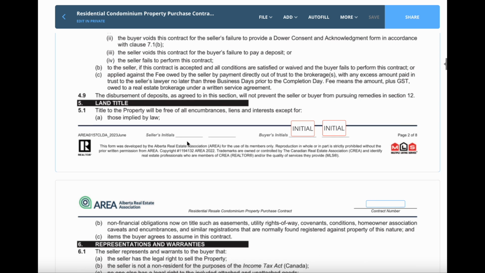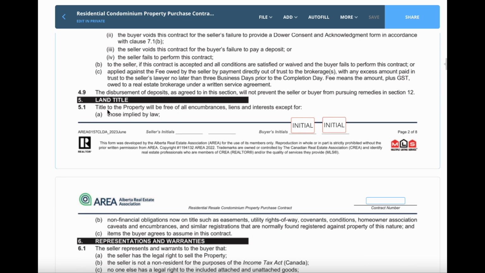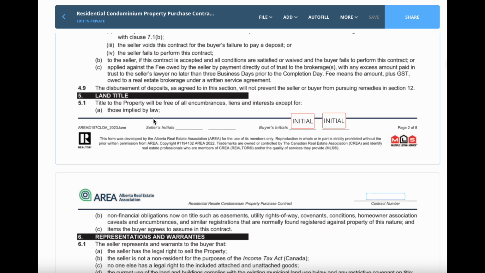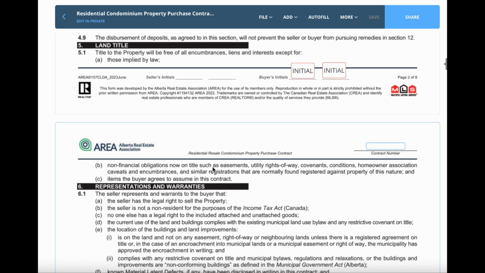All right. Land title. So this is more on the lawyer side of the transaction, but we have to make sure that the property is free of all encumbrances, liens, and interests, except those implied by law, and non-financial obligations, of course: easements, utility rights of way. This is when the city of Calgary has to have access to your property because they have an electricity box or some important plumbing that goes through your property, covenants, conditions, homeowners associations. So all of these things are normal and okay. We're just looking for really anything that could be endangering the value.